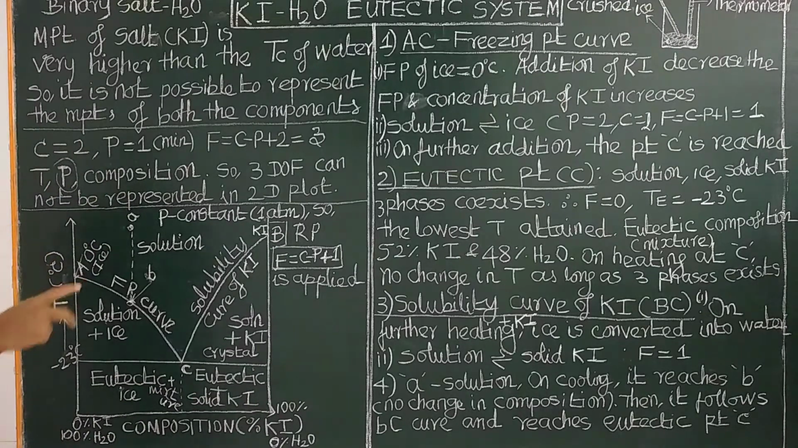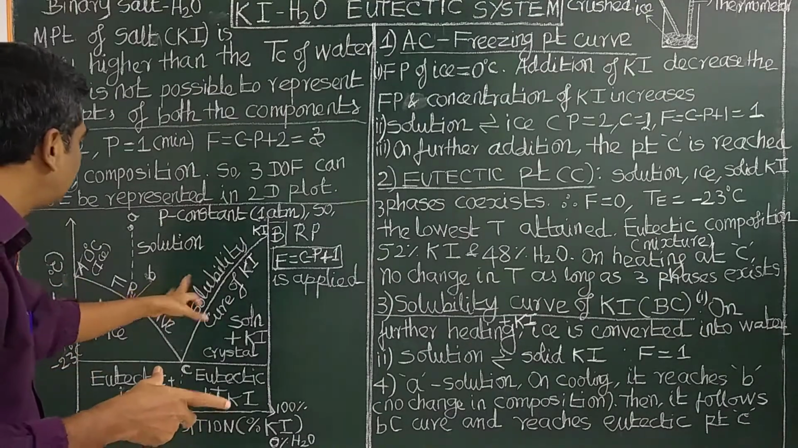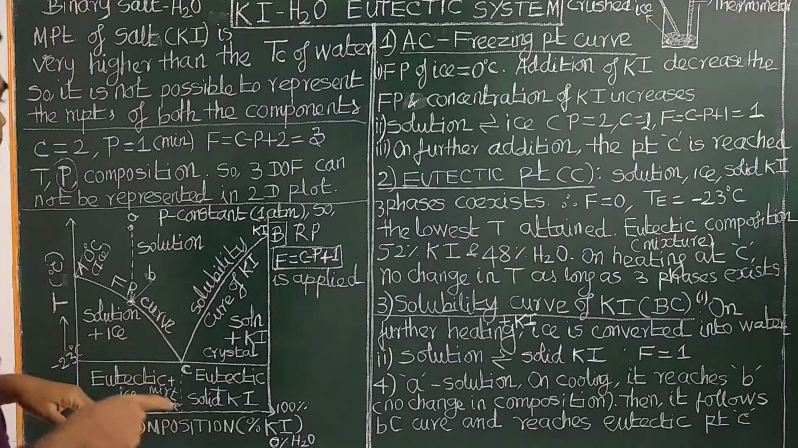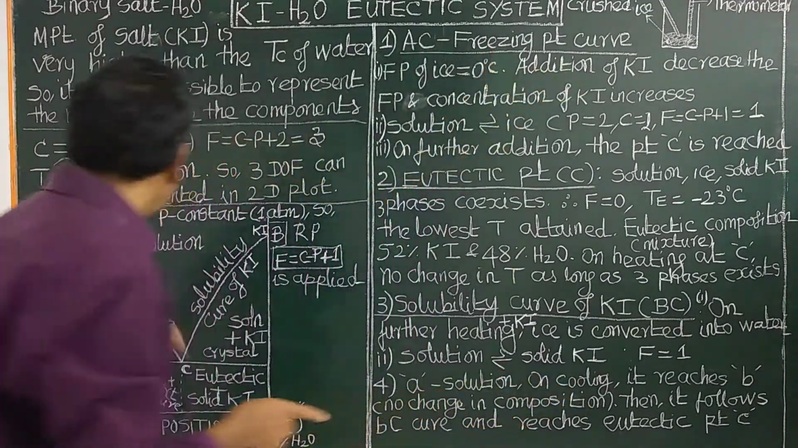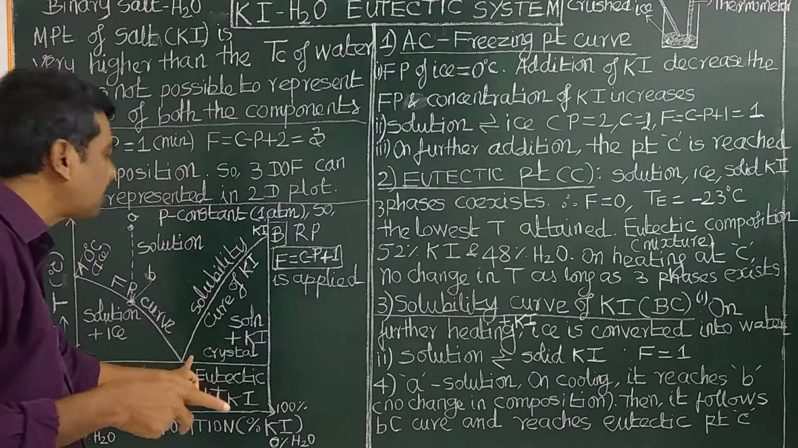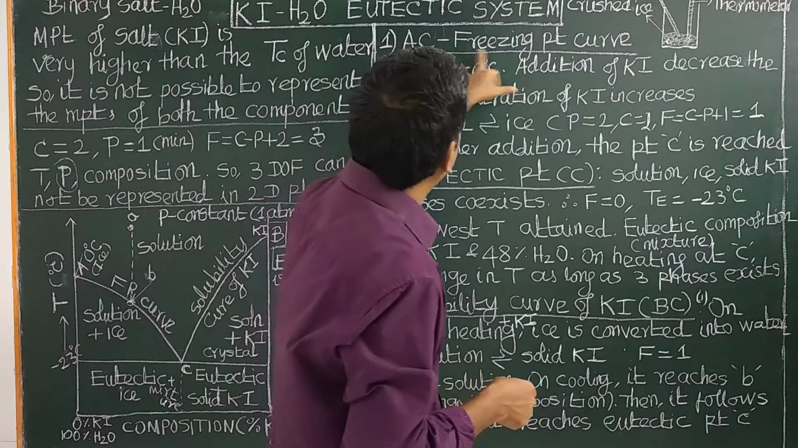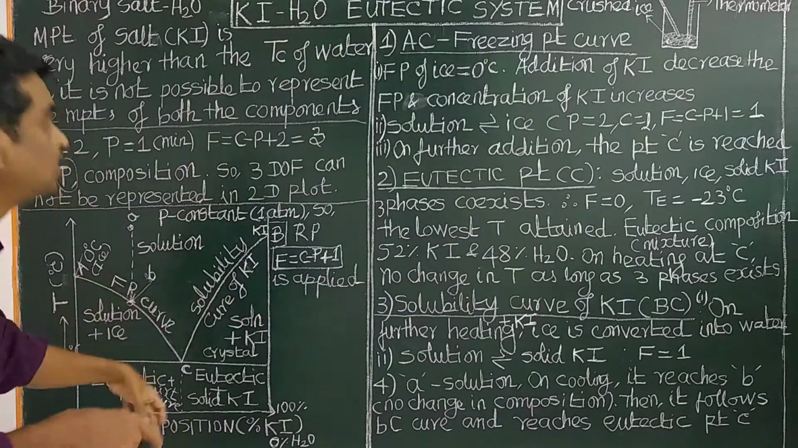Okay. So now let us look at the characteristics of the phase diagram. What are the important characteristics of the phase diagram of the KI water system? There are 3 important characteristics: one, the AC curve; another, the BC curve; and the eutectic temperature. The AC curve is called the freezing point curve or freezing point depression curve.